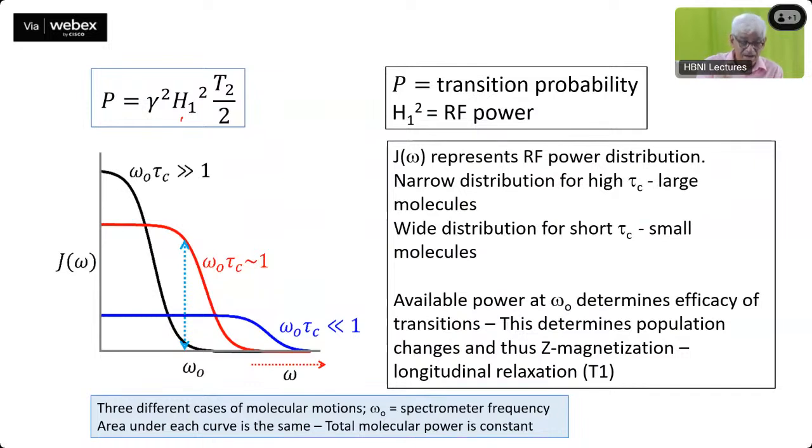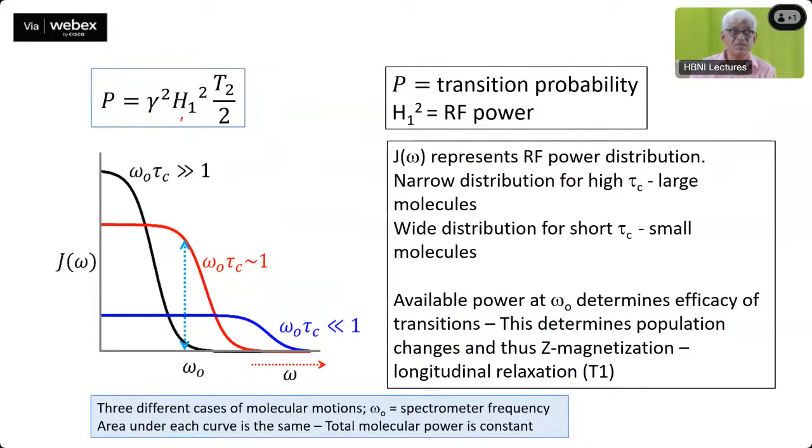And for the intermediate case, omega naught tau c is equal to 1, it has to lie somewhere in between the two. These are two extremes: omega naught tau c much smaller than 1, and omega naught tau c much larger than 1. Somewhere in between, omega naught tau c approximately equal to 1, will be an intermediate one. So it will be the red curve which is like this.